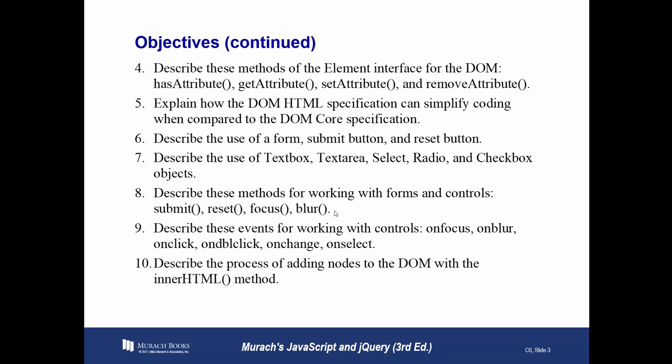Explain how the DOM HTML specification can simplify coding when compared to the DOM core spec. Describe the use of a form, submit button, and reset button. Describe the use of text box, text area, select, radio, and checkbox objects. Describe the following methods for working with forms and controls: submit, reset, focus, and blur. Describe the following events for working with controls: on focus, on blur, on click, on double click, on change, and on select. And finally, describe the process of adding nodes to the DOM with the inner HTML method.